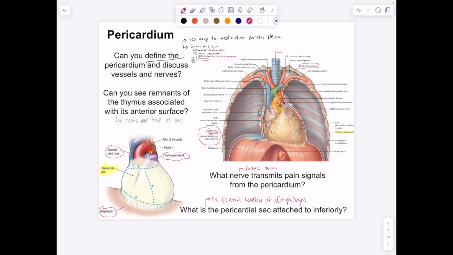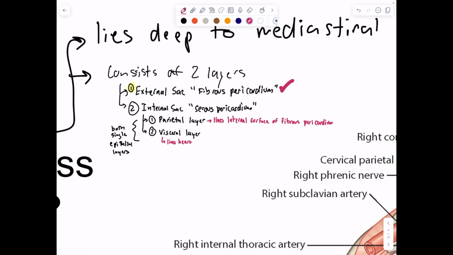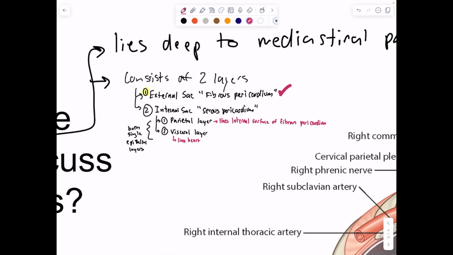All right, so can you define the pericardium and discuss vessels and nerves? The pericardium is the sac that goes over the heart. It has 2 main layers. We have the external fibrous pericardium, which is stiffer, and the idea is that it will keep the heart from, say, becoming massive quickly, or as we'll see with pleural effusion, you don't want a big change in liquid around the heart. So having some rigidity, with fibrous layers, is good for keeping the heart safe.